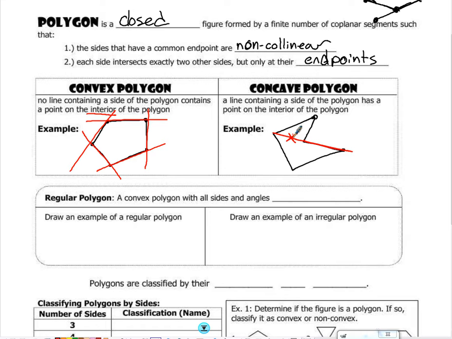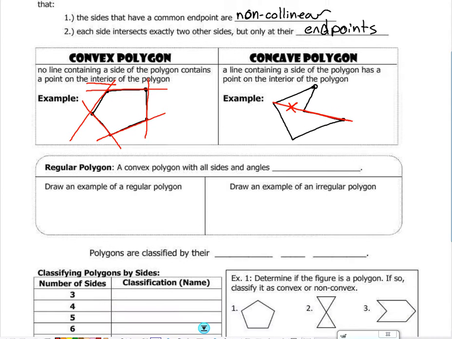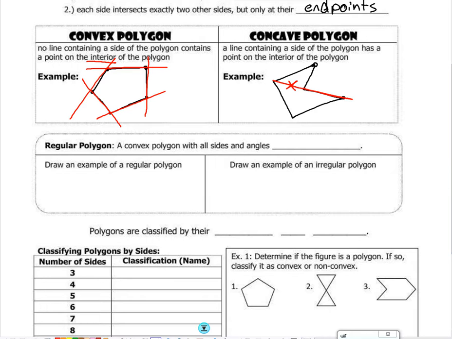Regular polygons have to be a convex polygon where all sides and angles are congruent. So let's just draw an example of a regular polygon where all the sides and angles are the same length. So here I have a square, which is a regular quadrilateral, where all the angles and sides are the same length. Same would be true for an equilateral or equiangular triangle. All angles and sides are the same length.